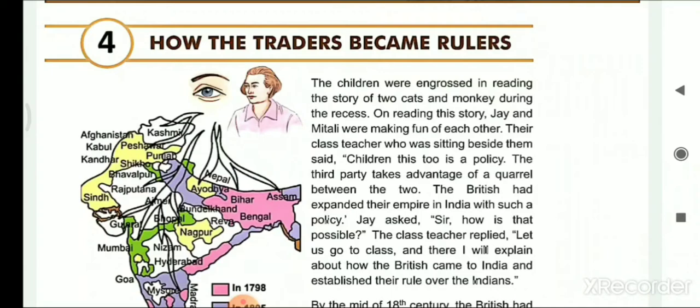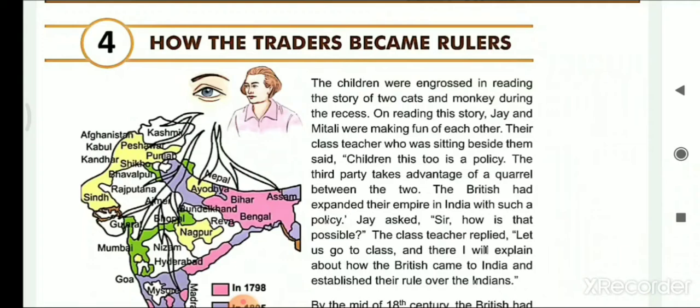The children were engrossed in reading the story of two cats and a monkey during the recess. On reading this story, Jay and Mitali were making fun of each other. Their class teacher, who was sitting beside them, said, "Children, this too is a policy. The third party takes the advantage of the quarrel between the two." The British had expanded their empire in India with such a policy.